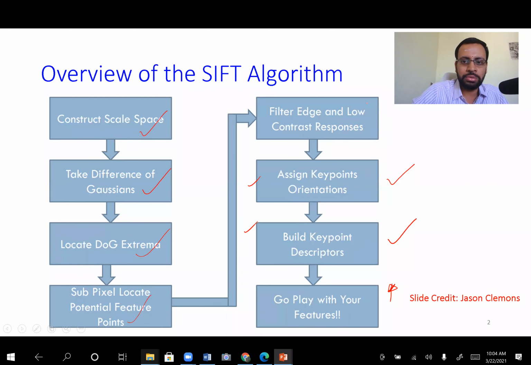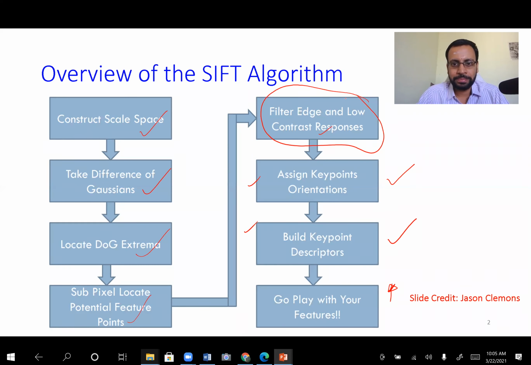And the last step now remaining for this class and for the SIFT discussion is filtering edge and low contrast responses. And of course, this low contrast response, in a way, we have done the moment you put a threshold on the Gaussian. So any questions so far before I move to the last remaining leg of the Scale Invariant Feature Transform?